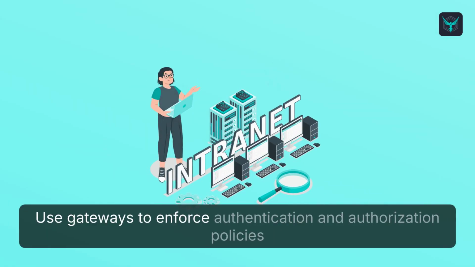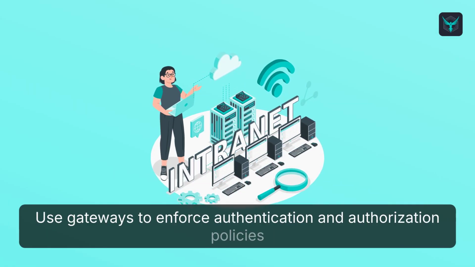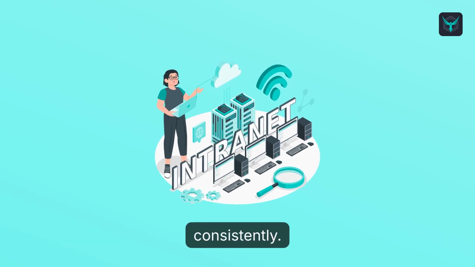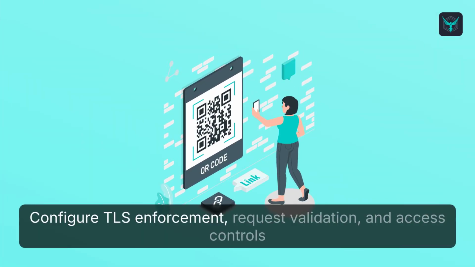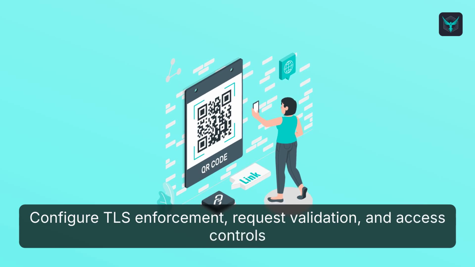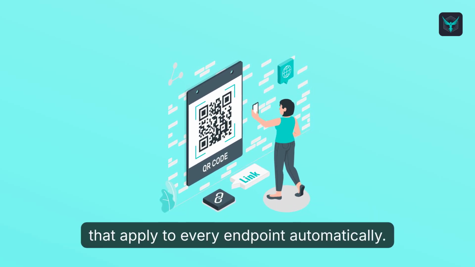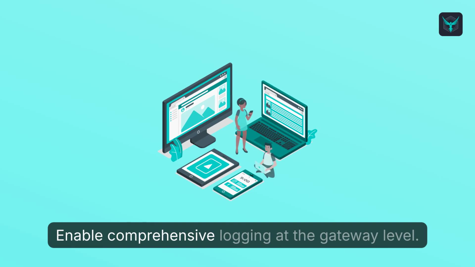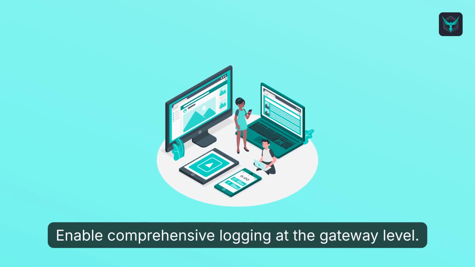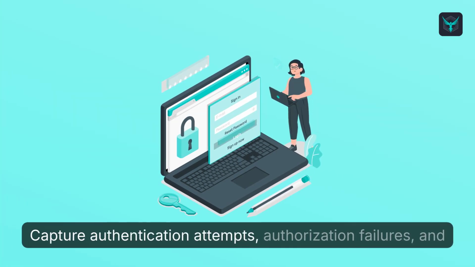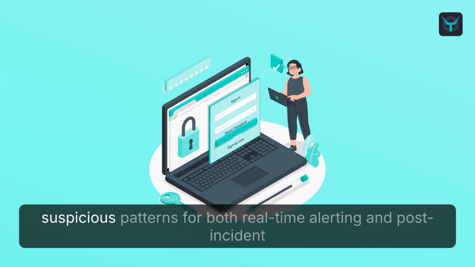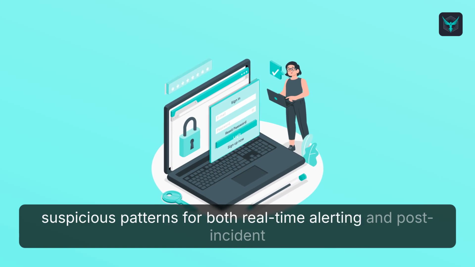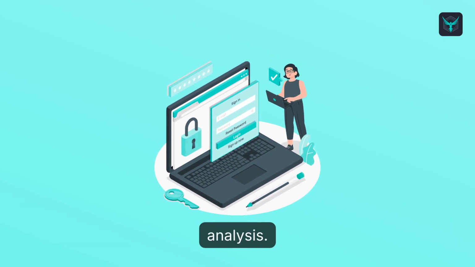Use gateways to enforce authentication and authorization policies consistently. Configure TLS enforcement, request validation, and access controls that apply to every endpoint automatically. Enable comprehensive logging at the gateway level. Capture authentication attempts, authorization failures, and suspicious patterns for both real-time alerting and post-incident analysis.